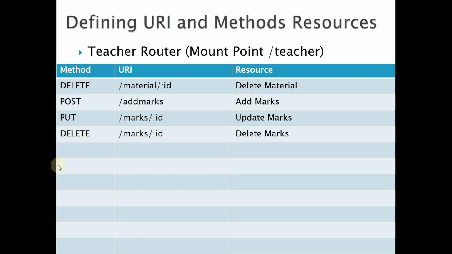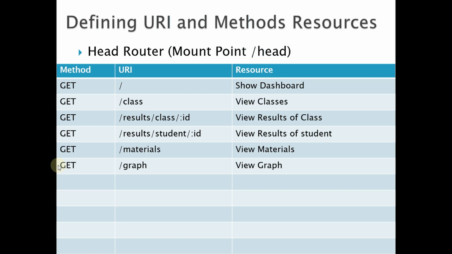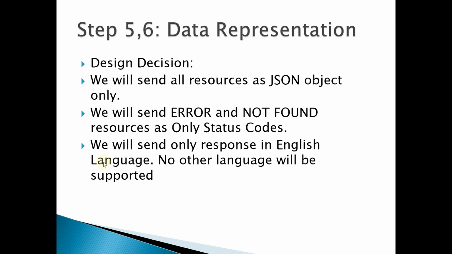So we have defined 4 points. For the header router, same, we can provide the dashboards, we can provide him the class view, we can provide him the results of a specific class with the class id, we can provide the results of a student with the student id, we can provide the list of material that he can see, and we can also add another route here with specific course id to see the material. He can see some graphs based on some specific criteria. So these are our four first points.